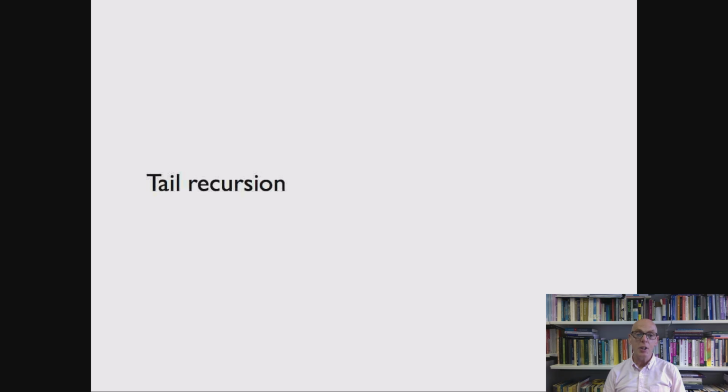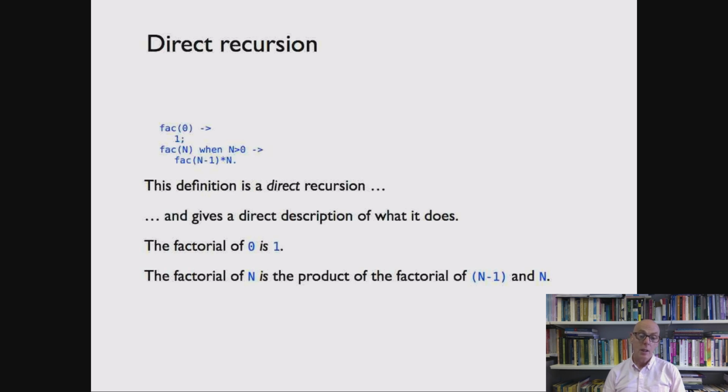Okay, in this section we're going to talk about tail recursion, a particular form of recursion that's particularly important in Erlang programming. Just to recall, we talked about direct recursion where we describe the result, the function that we write almost directly describes the result that we want.